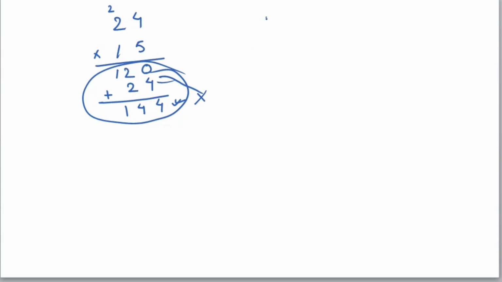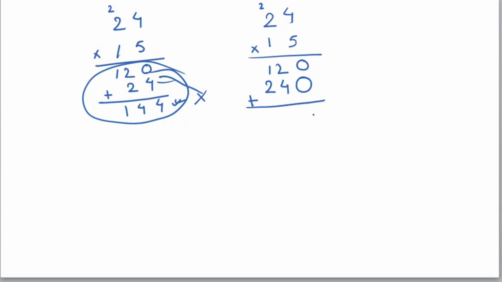So what will be the correct one? This one, 24 multiplied by 15. 5 times 4 is 20. 2 is a carryover. 5 times 2 is 10 plus 2 is 12. Now 1 is in the tens place. It means we have to shift left, or you can place a 0 here. Now 1 times 4 is 4. 1 times 2 is 2. Now you have to add: 0, 6, 3. This is the correct answer.